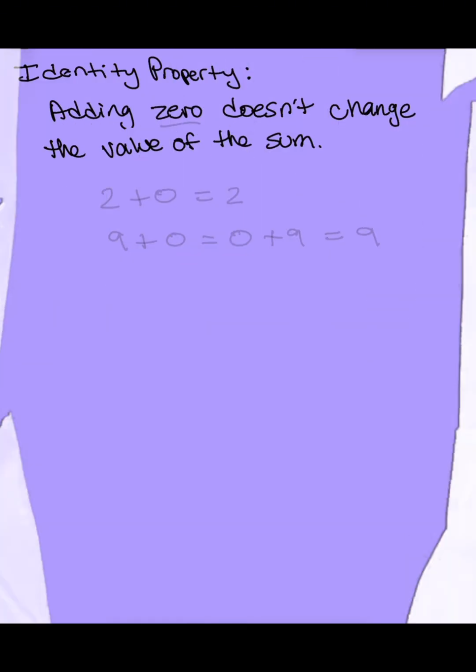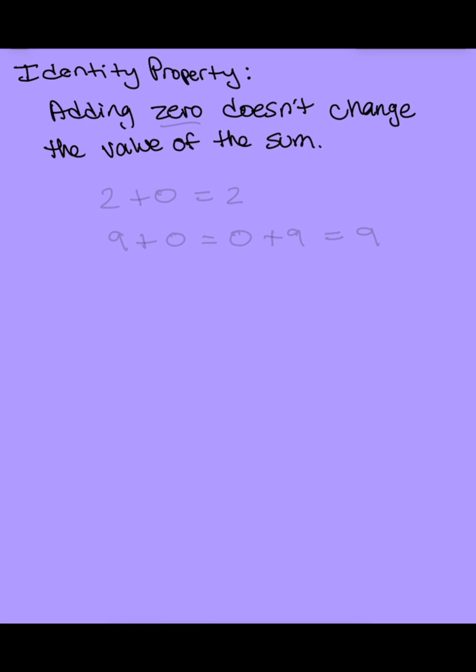The third property for addition is the identity property. This states that adding 0 doesn't change the value of the sum. So if you had 2 plus 0, that still equals 2. If you had 9 plus 0 or 0 plus 9, that still equals 9. You can add 0 to any number and you still get the same number back.